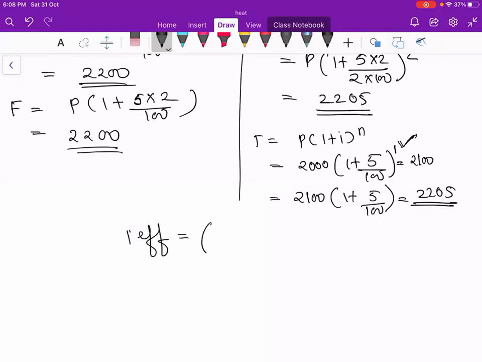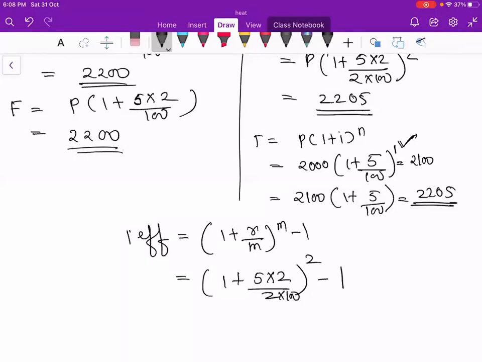Or you can calculate the value of I effective. I effective is (1 + R/M) to the power M minus 1. So it will be (1 + 5 into 2/2) to the power 2 minus 1, or into 100 here. How much are you getting? Calculate it. Someone is saying 0.1025. Yes or no?